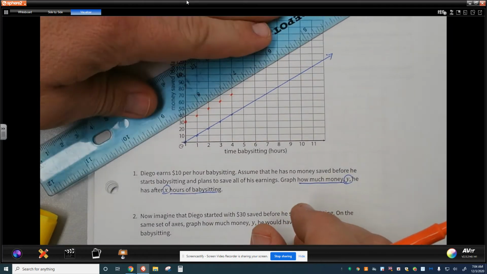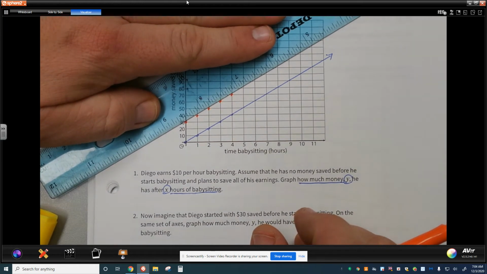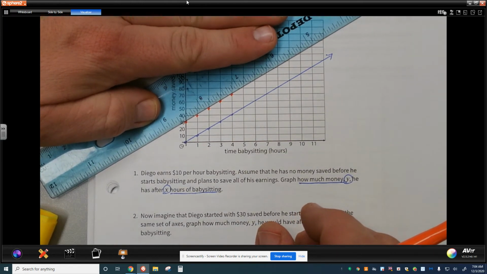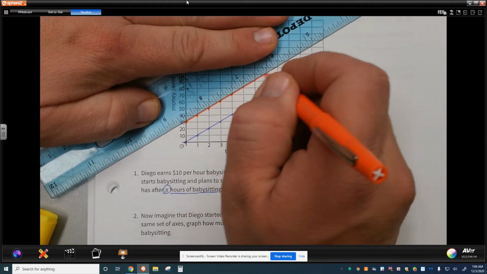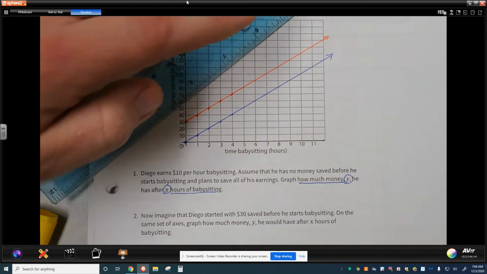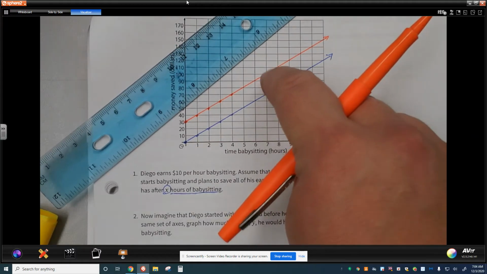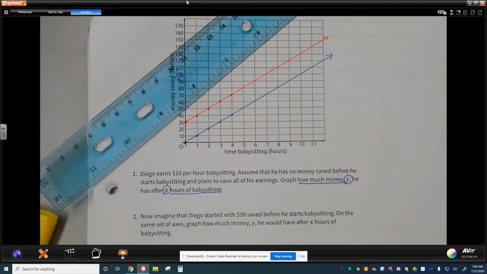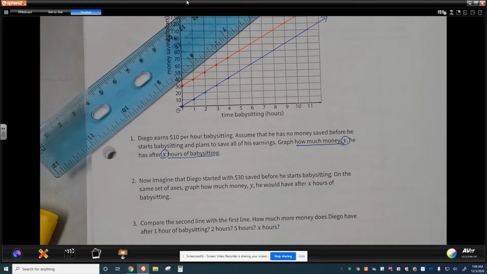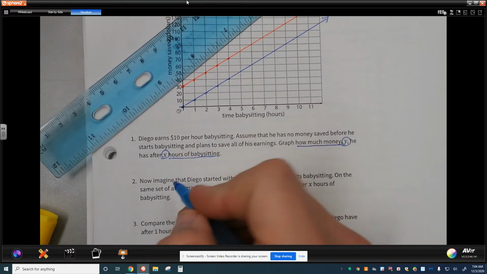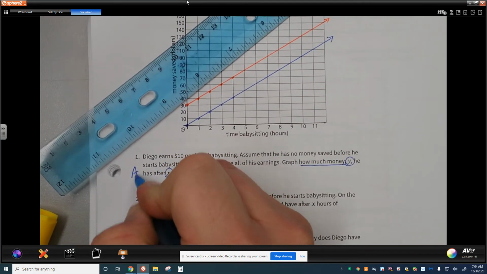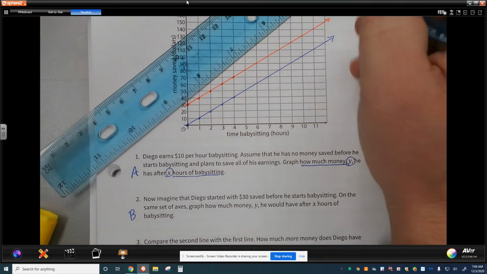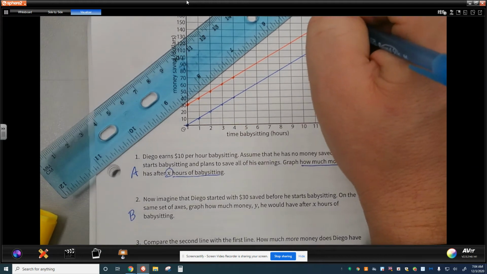And we need to compare these two lines. Let's get this line drawn on here nice and straight with the ruler. Compare the second line with the first line. How much more money does Diego have after 1 hour babysitting, 2 hours of babysitting, 5 hours, x hours? When we think about that, in both lines, let's say that this is like line A and line B. We'll go ahead and label these. We'll call this one B, this one A.